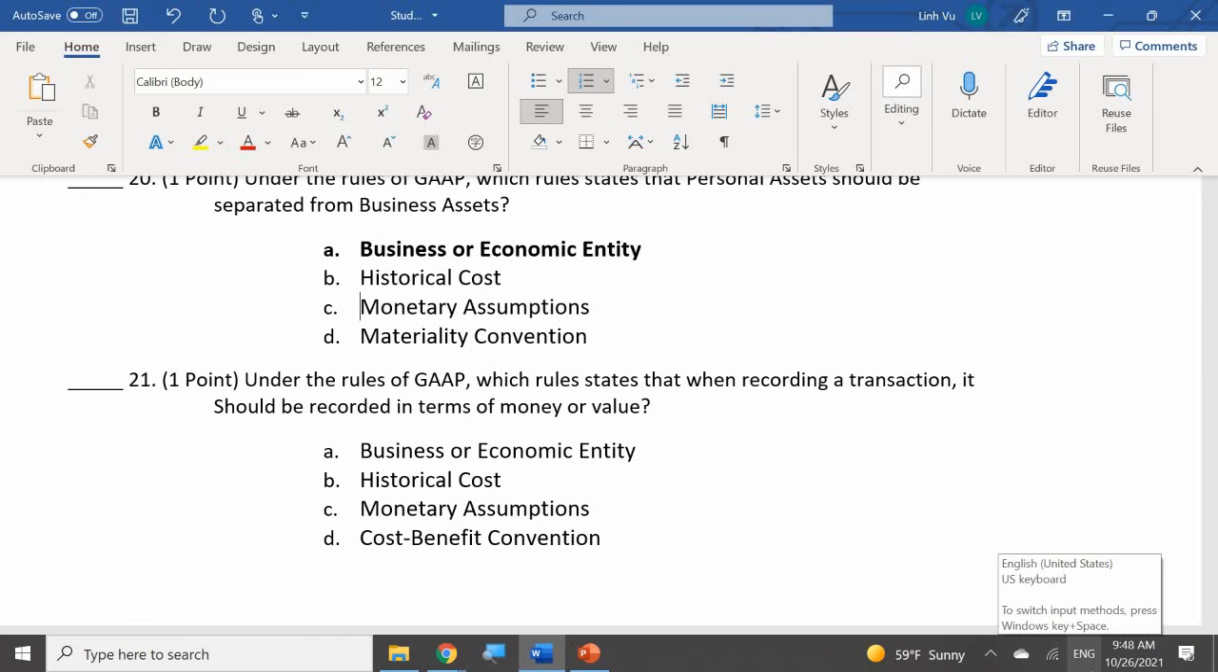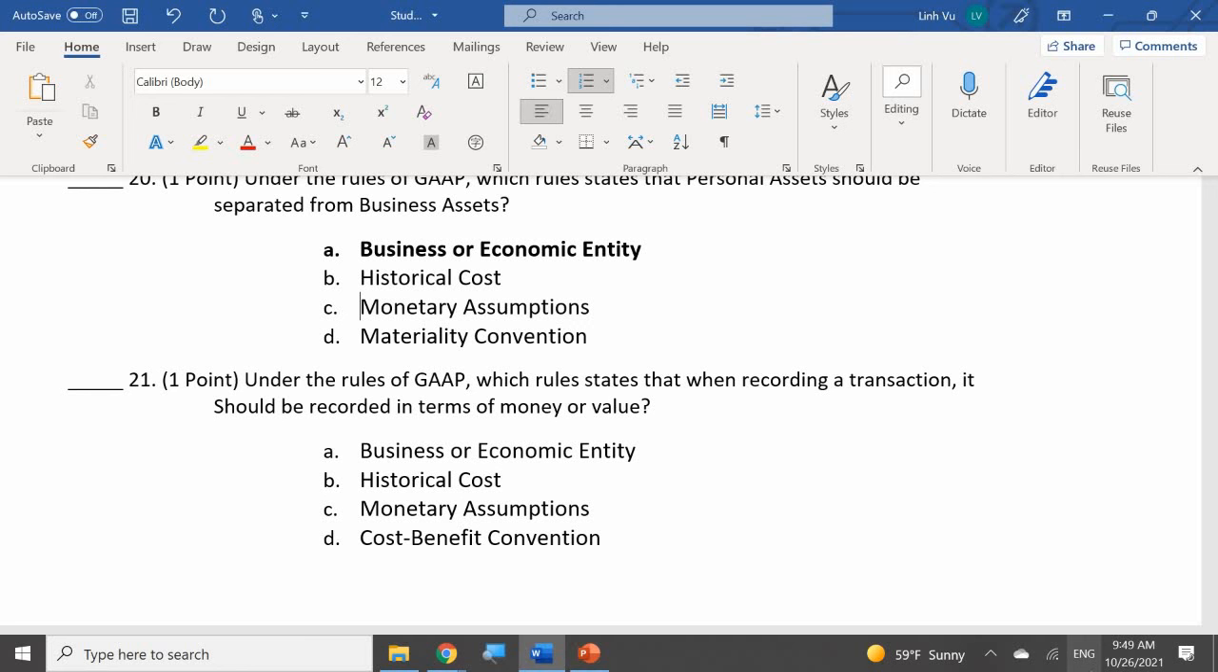Okay. Number 21, under the rules of GAAP, which rule states that when recording a transaction, it should be recorded in terms of money or value? B, historical cost. No, that's not correct. Historical cost means that the day that you purchase the asset, it must be recorded at fair market value, which is the price that you purchased it that day. Now in this context, that's not what I'm asking you.